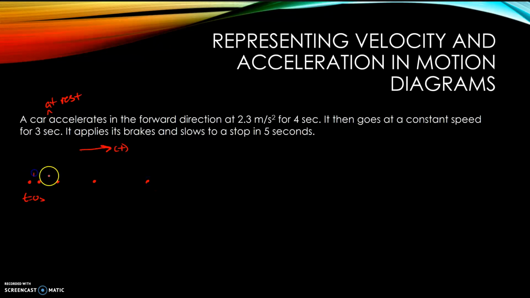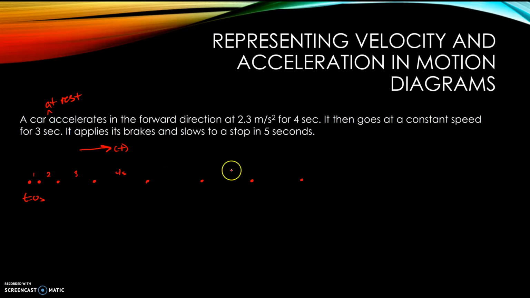Okay, so this will be 1 second, 2 seconds, 3, and then 4. So this is 4 seconds. Now it's going to travel at a constant velocity for 3 seconds. So I want to keep this spacing the same, because the velocity is not changing. So I'll indicate that by keeping the spacing the same.